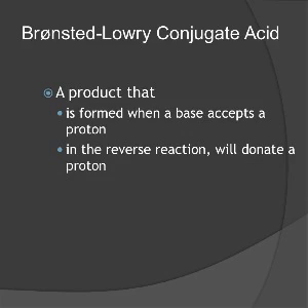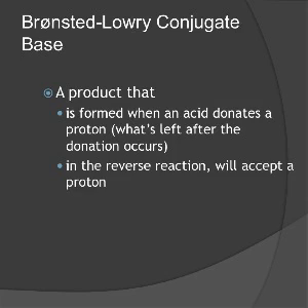And another way to look at that is that if we were to reverse the reaction, because these will always be reversible reactions, then the conjugate acid will donate a proton. That is in the reverse reaction. They defined a conjugate base as a product that is formed when an acid donates a proton. You can think of it as what's remaining after the donation of the proton has occurred on the reactant side. And an alternate method of defining it is that in the reverse reaction, the conjugate base will accept a proton.